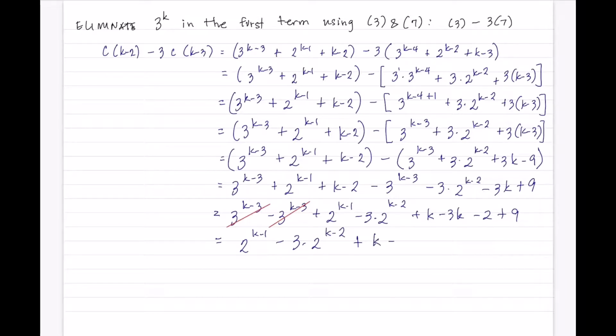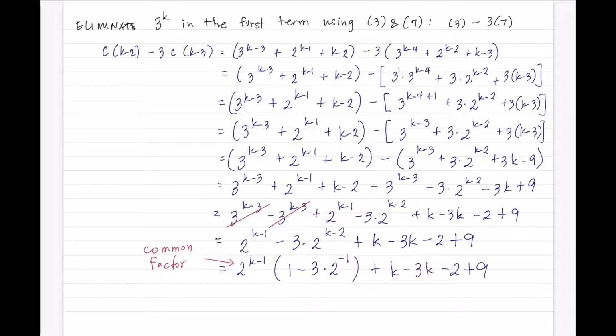Then what we do is we subtract 3 raised to k minus 3 minus 3 raised to k minus 3. That will give us that equation. So we now factor out the common factor, which is 2 raised to k minus 1. That would give us the quantity 1 minus 3 times 2 raised to negative 1 plus k minus 3k minus 2 plus 9. Solving this further, that would give us 2 raised to k minus 1 times the quantity 1 minus 3 over 2. So we now have 2 raised to k minus 1 times the quantity 2 minus 3 over 2.